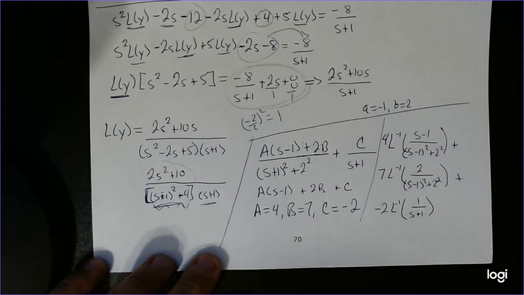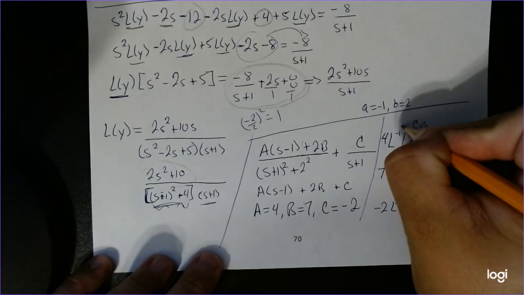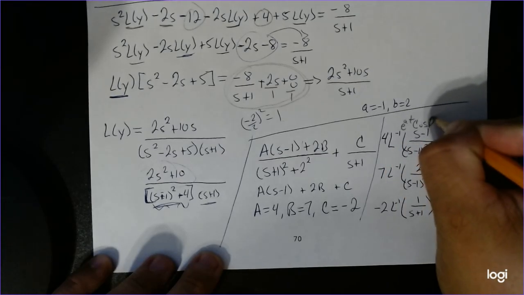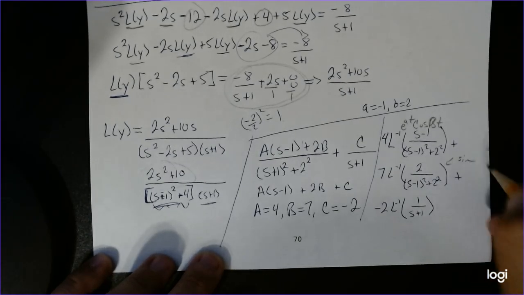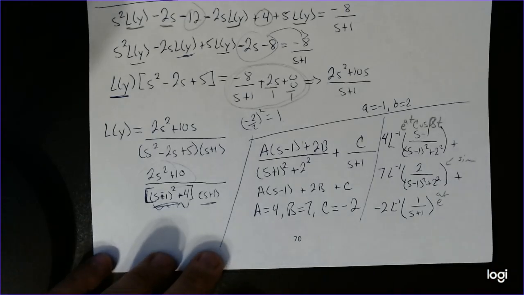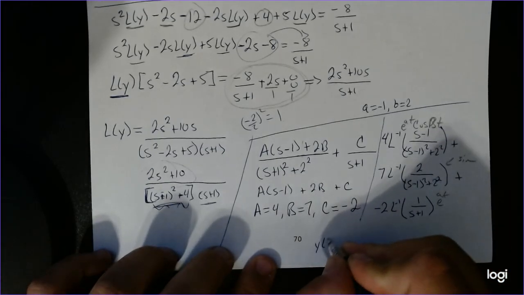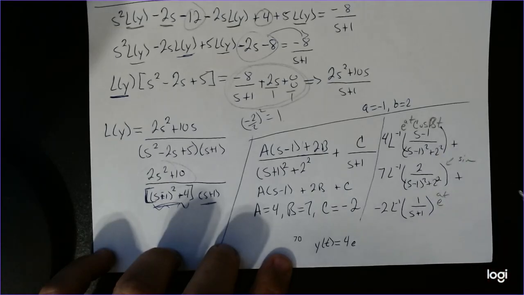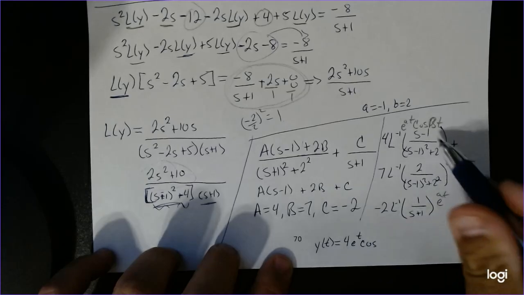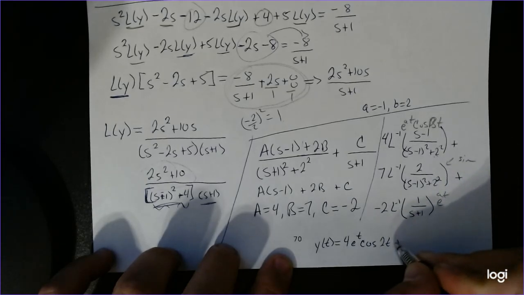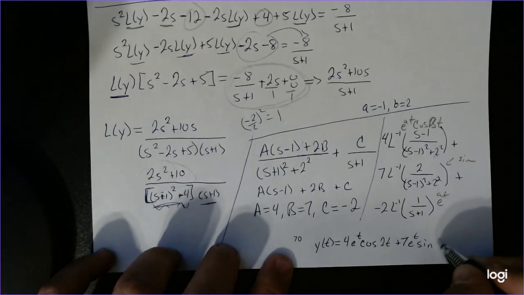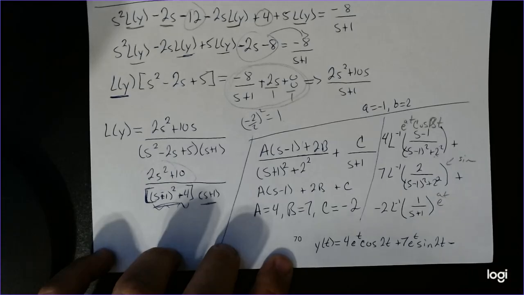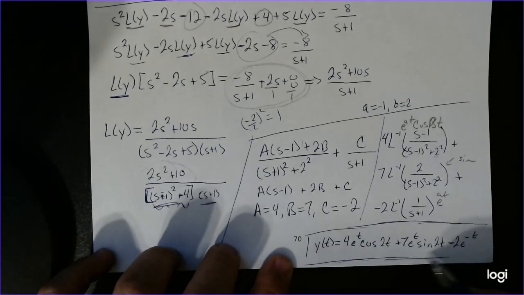And now we just look at our tables, and this one ends up being e to the at times cosine of bt, this one is going to be the sine of it, and this is just e to the t. So our final answer will be 4 times this part, so 4 times e to the, and a in this case is 1, so it'll be e to the 1t cosine of, b in this case is 2, plus 7 times the exact same thing with the sine, and then minus 2 times this part. And this time a is going to be negative 1. And there's our answer.